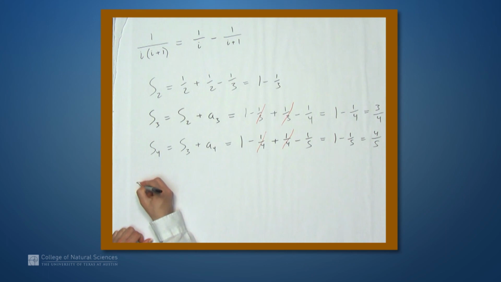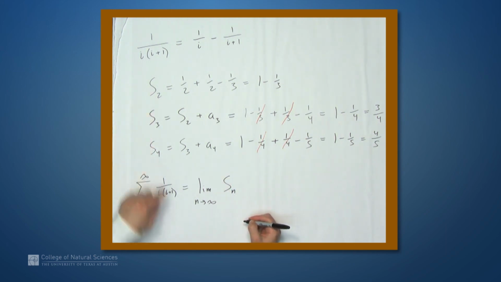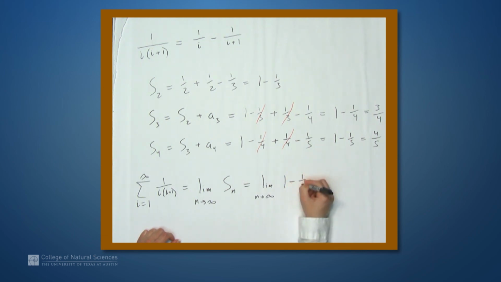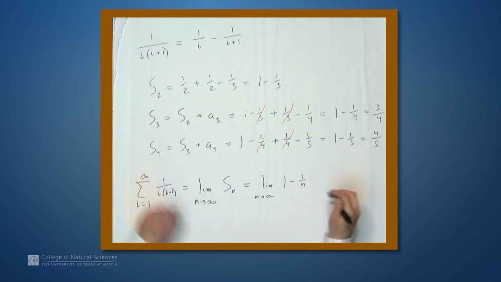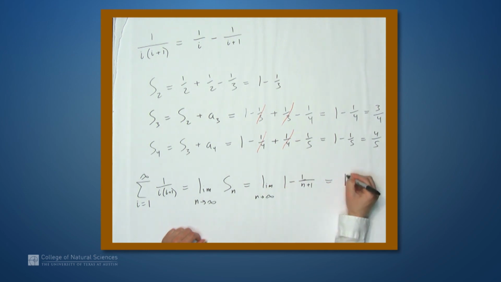So our original series, the sum from i equals 1 to infinity of 1 over i times i plus 1, is by definition the limit as n goes to infinity of S sub n, where the S sub n's are these guys. So this is the limit as n goes to infinity of 1 minus 1 over n, right? This form here. Actually, I'm wrong. For S sub 4 we have minus 1/5. So this is 1 minus 1 over n plus 1. But regardless, this second term is going to 0, so we're left with 1.